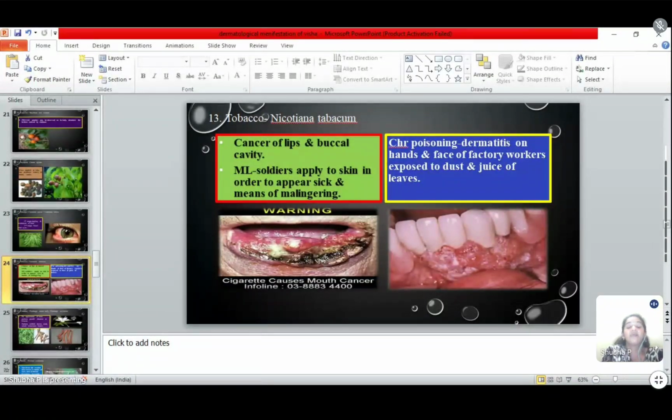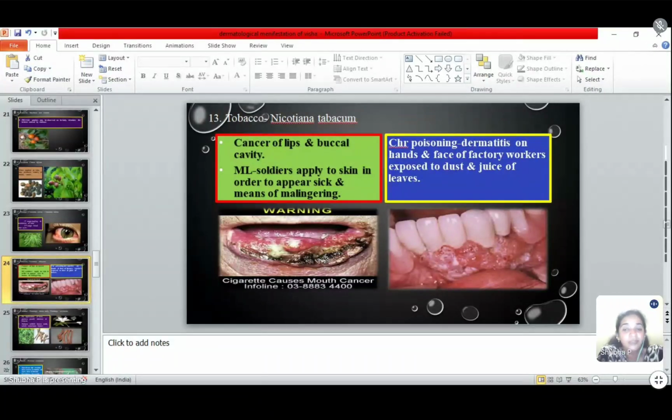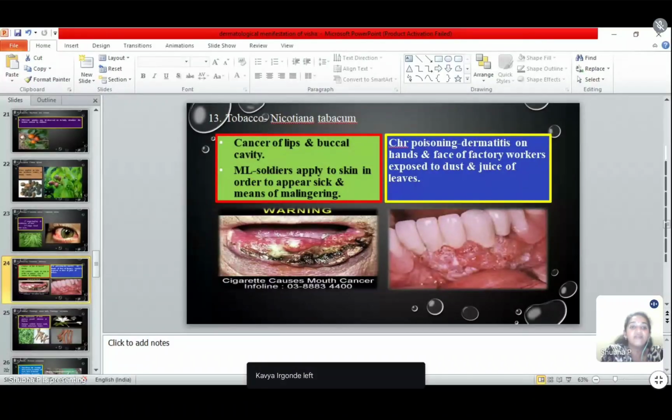Sickness appearance will be there, as well as rise of body temperature. Next, in chronic worsening, dermatitis of hands. Again, there is a condition called tobacco sickness in people who are in relation with cultivation of tobacco.